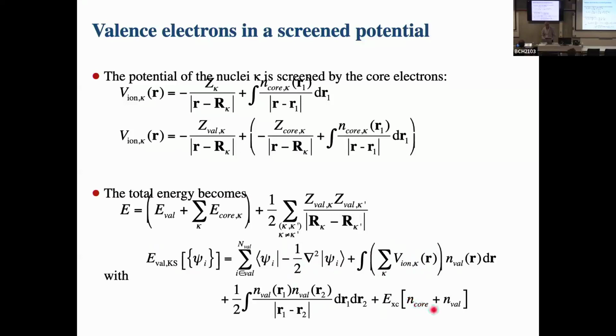For the exchange correlation, in principle, it should be the full density, so the one that includes the core electron as well. And as a result, you may have heard about something called the nonlinear core correction, because in principle, even if you use only the valence electron, sometimes the effect of the core cannot be just adding the density of the core electrons. Okay?